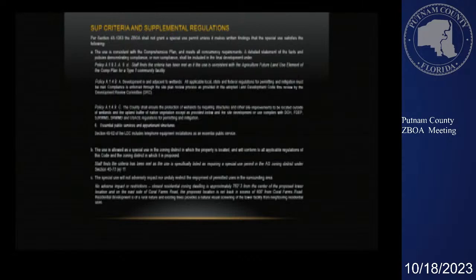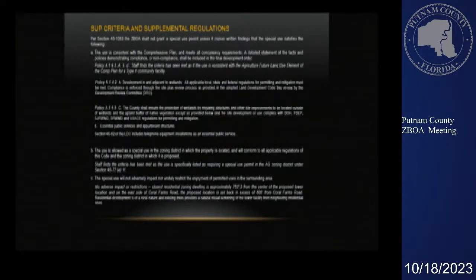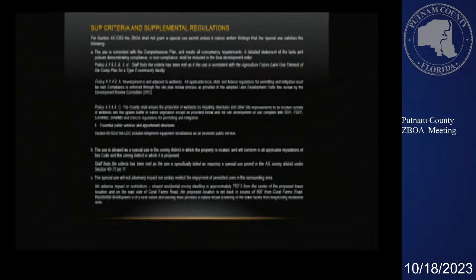Policy A.1.9.3A9 of the comprehensive plan does allow for a type 1 facility in the agricultural land use category. Policy 8.1.9.4 is provided to you with the information that if there are wetlands, that mitigation must be done, and that the county does try to ensure the protection of wetlands.